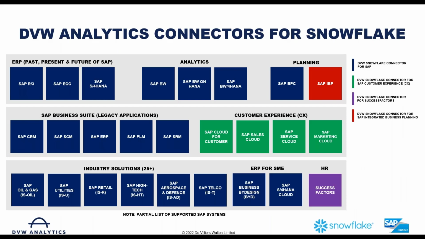So when we say SAP, what we mean is pretty much anything with SAP on the label. Certainly, if you look in the top corner of this slide, and by the way, this slide is just a partial list of the supported systems that we can connect into. If you look at the top left, you can see the standard ERP systems, from the older SAP R3 systems through to ECC and S/4HANA. And equally on the BW side, from older through to the newer BW on HANA, BW/4HANA type solutions.